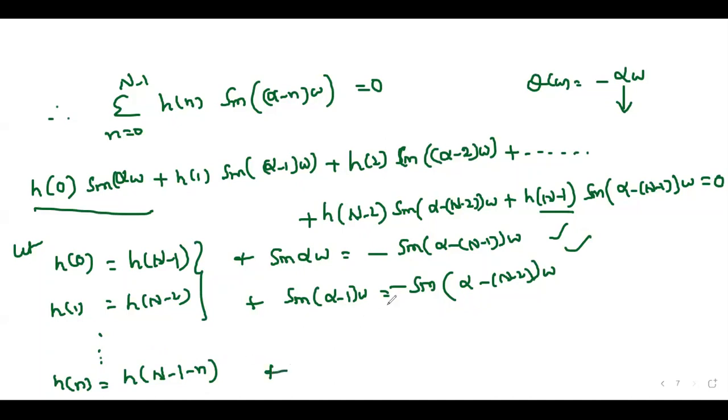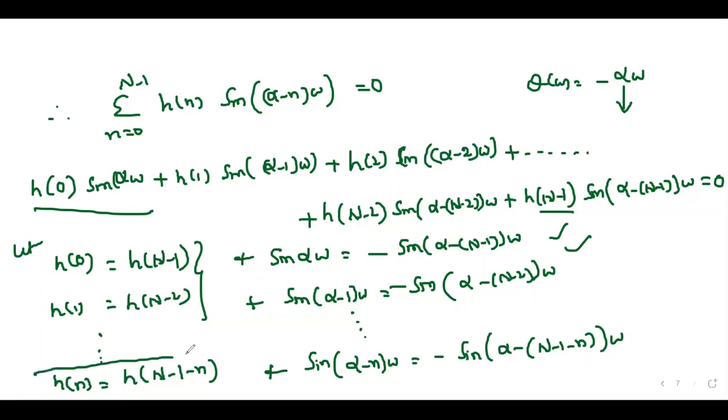And also in general, if you see this, sine of alpha minus n omega is equal to minus of sine of alpha minus of n minus 1 minus n of omega. Now by this we can simplify and we can get some alpha value. Here from this we can't get the alpha value, but from this you can try to get it. So I will write this separately.